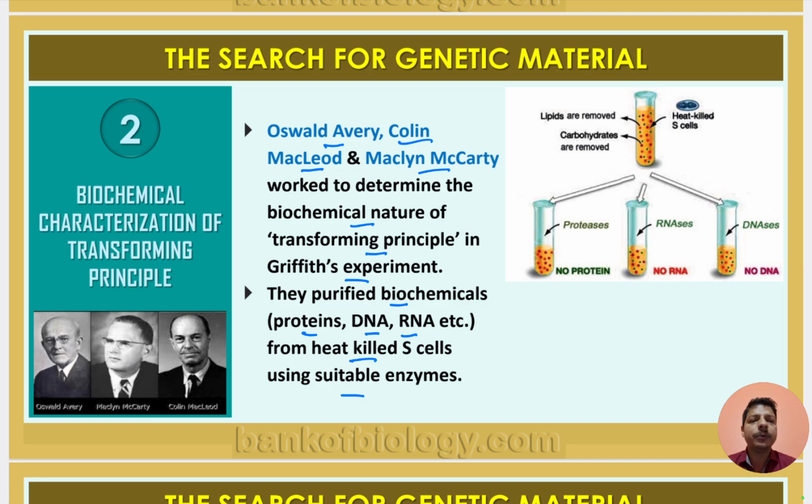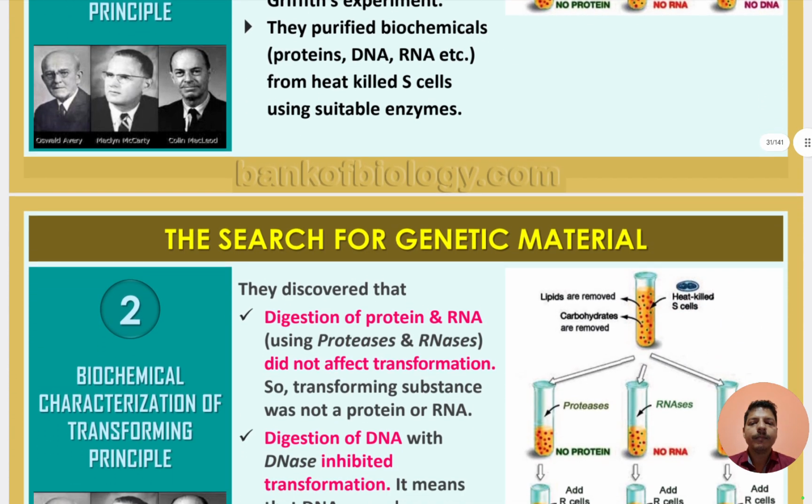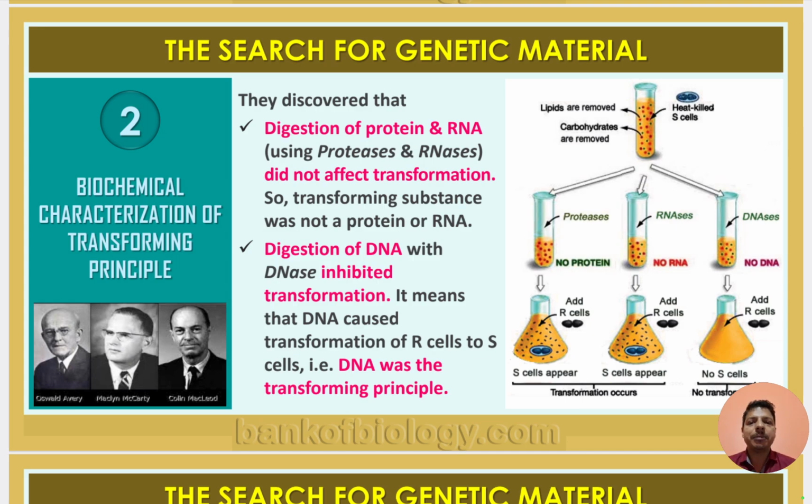These scientists used a protease, which digests the protein content, RNase, which digests RNA, and DNase, which digests DNA. So they purified the biochemicals, proteins, DNA and RNA, from the heat-killed S strain. Then they did the same experiment that Griffith did, and they discovered that digestion of proteins and RNA did not affect transformation. So the transforming substance was not a protein or RNA.